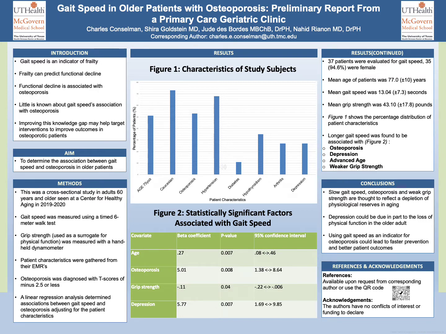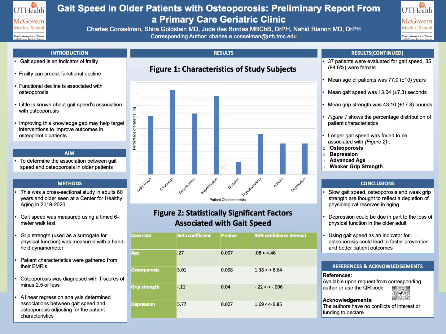Their gait speed was measured using a timed 6-meter walk test. The patient's physical function was also assessed using grip strength, which was measured with a handheld dynamometer. The characteristics of the patients seen in Figure 1 were gathered from their electronic medical records, and these characteristics included age, race, and the presence of diseases including osteoporosis, hypertension, diabetes, hypothyroidism, arthritis, and depression.